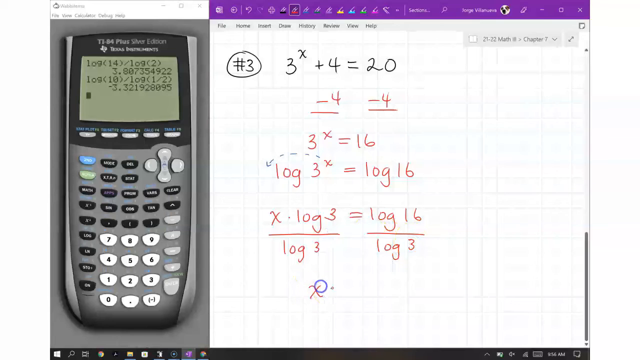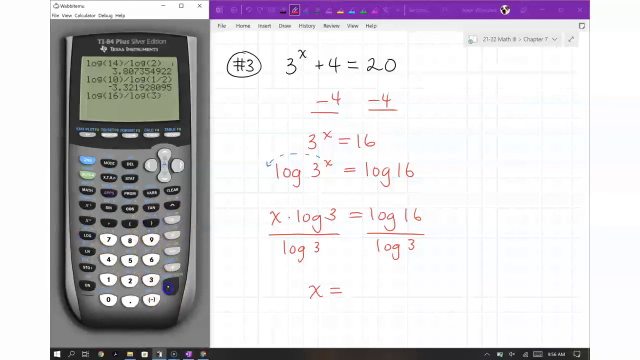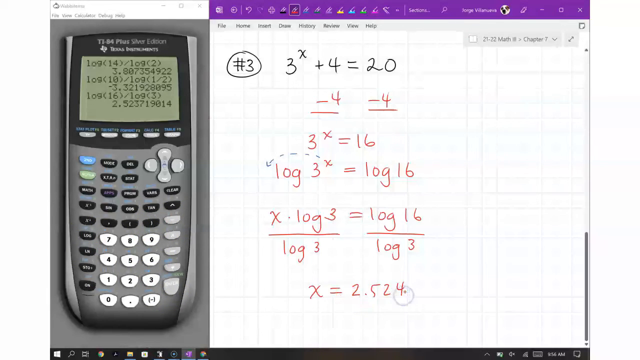And you'll get your answer. So you go to your calculator, you're going to type in log of 16 divided by log of 3. So let's do that. Log of 16 divided by log of 3. And that's 2.524. You guys have any questions with introducing logs into the problems?